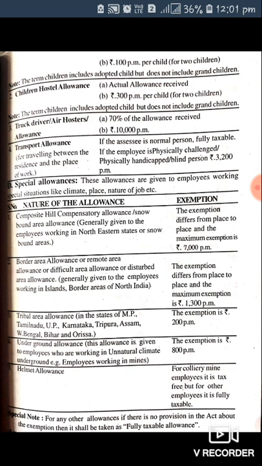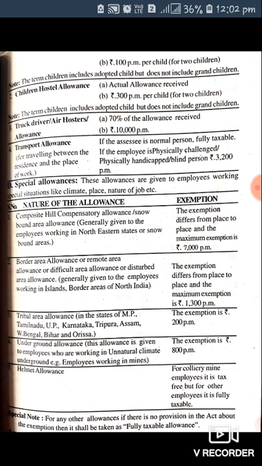And border area allowance, remote area allowance, difficult area allowance or disturbed area allowance are generally given to employees working in islands, borders and areas of North India. This exemption differs from place to place again, and the maximum exemption is 1,300 per month. And tribal area allowance is given in the states of MP, Tamil Nadu, UP, Karnataka, Tripura, Assam, West Bengal, Bihar and Orissa, and the exemption is rupees 200 per month.